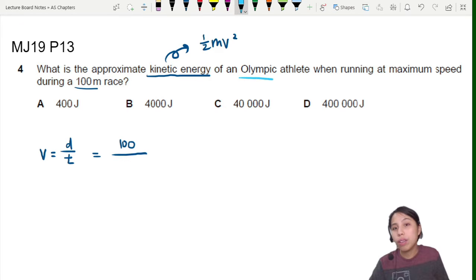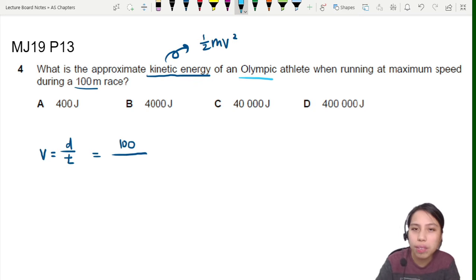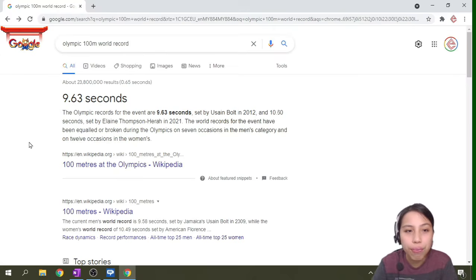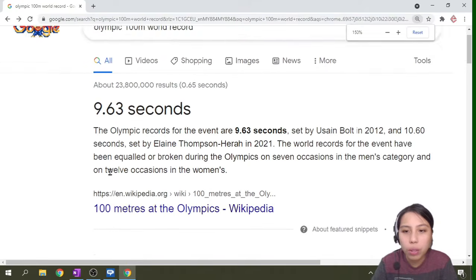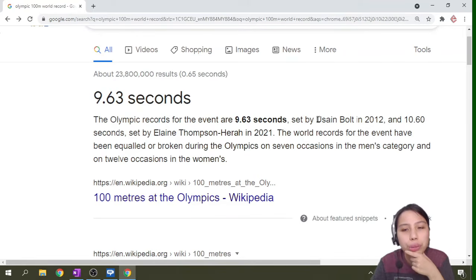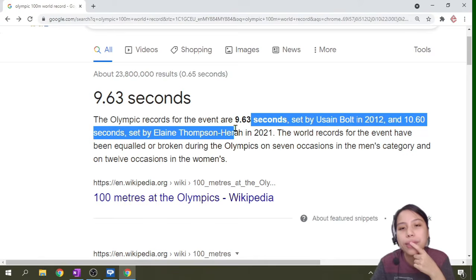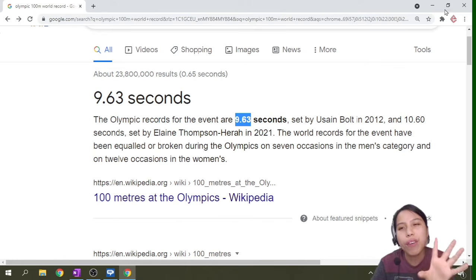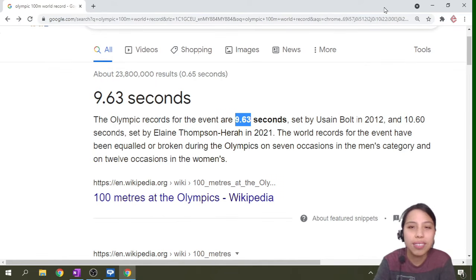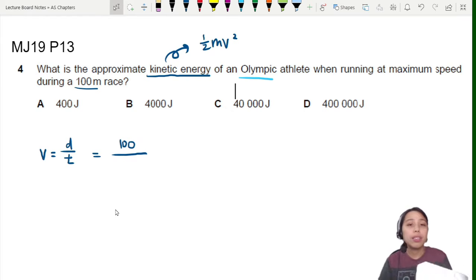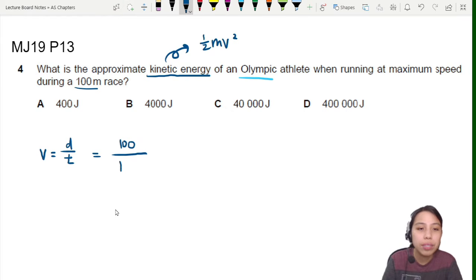So maybe if you've never done this before, you can try Googling a bit. You see facts like, for the Olympics, the world record, I think currently is held by Usain Bolt, 9.63 seconds, that's about 10 seconds. So the fastest a human can run a 100-meter race is about 10 seconds. So let's say it's 10 seconds, somewhere thereabout. So let's write here 10. This will give me a speed of roughly 10 meters per second, the fastest a human can run.